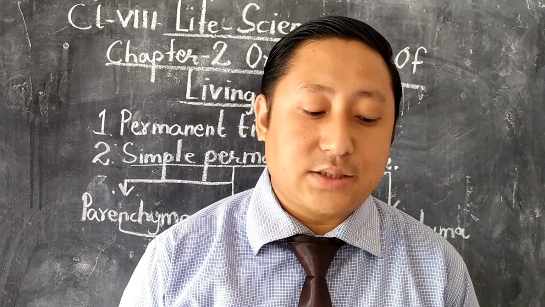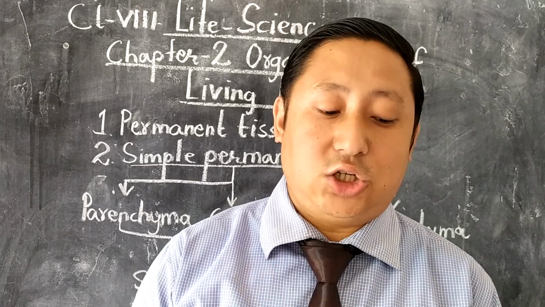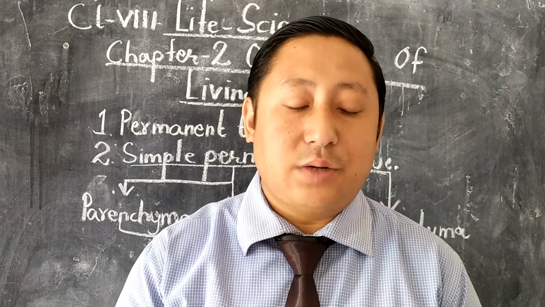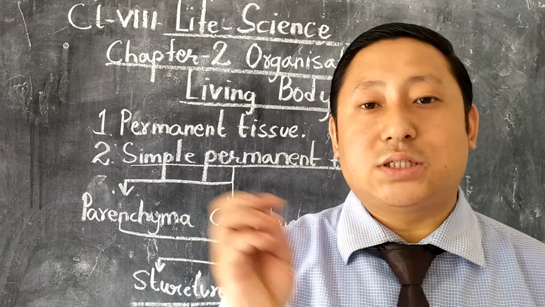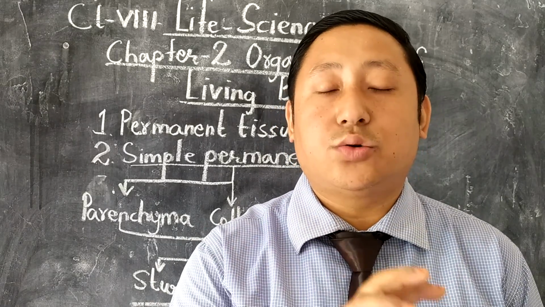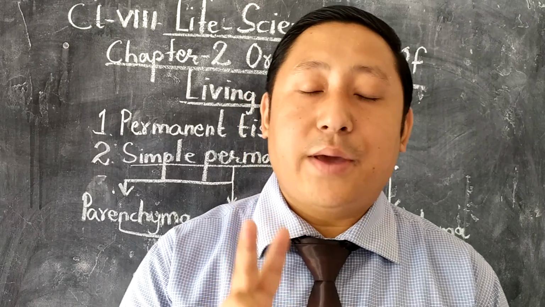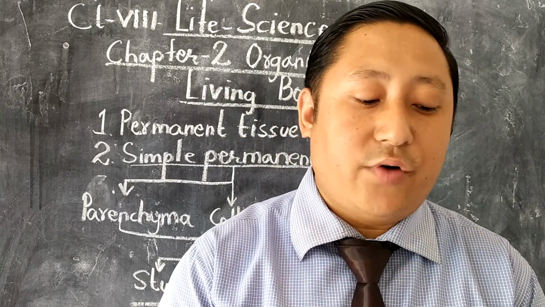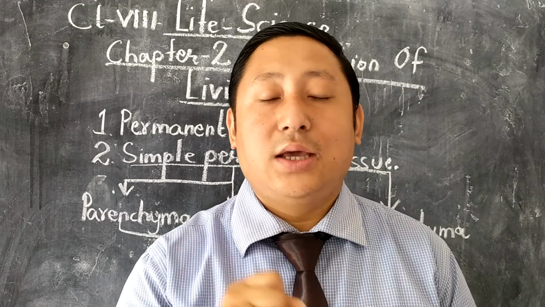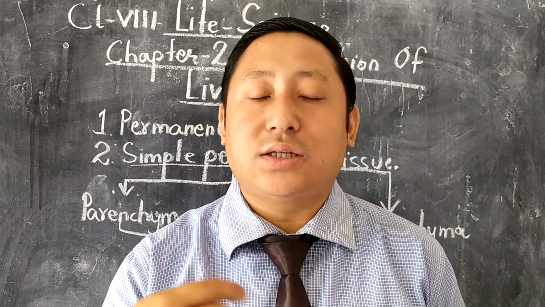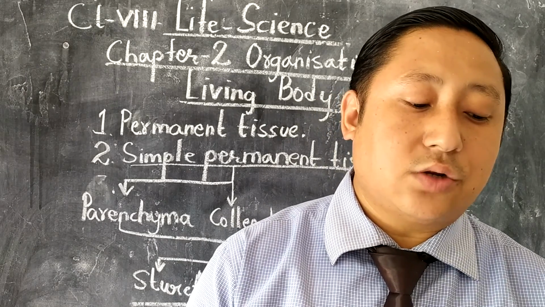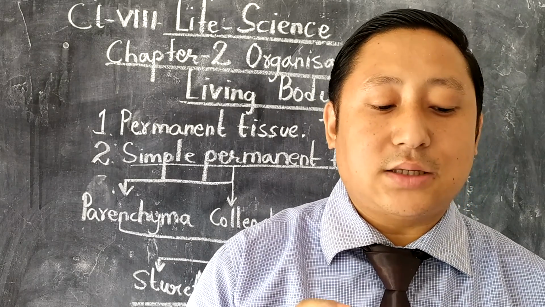Now let's go to the functions of parenchyma. Number one, parenchyma are the chief packing tissues. They fill the space between other tissues to maintain the shape of the organs. Second, parenchyma most frequently stores starch and therefore functions as a storage tissue. Third, parenchyma associated with xylem and phloem assists in the transportation of water and food.